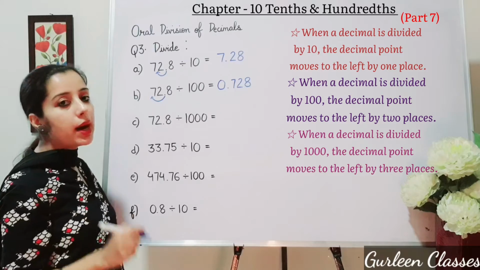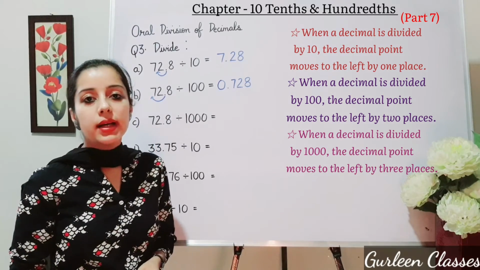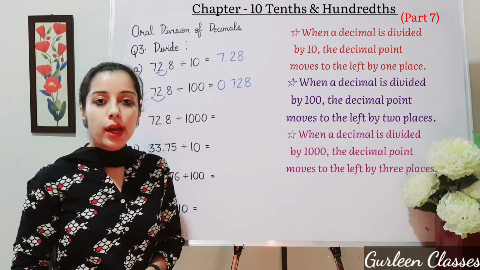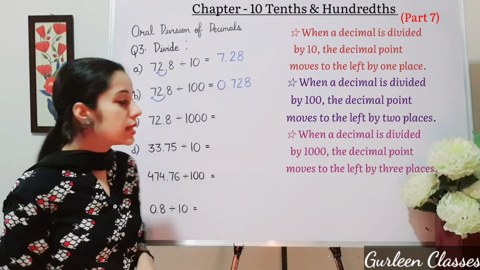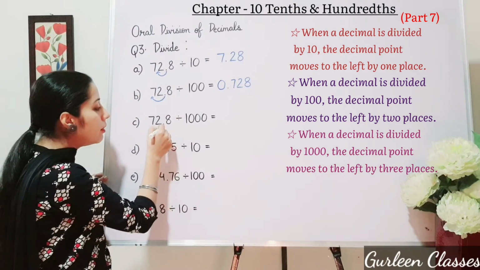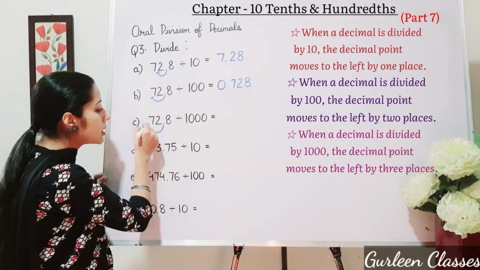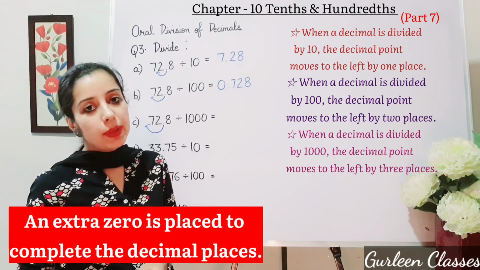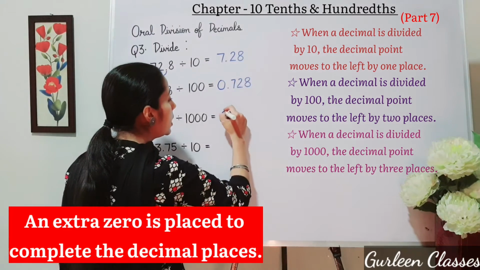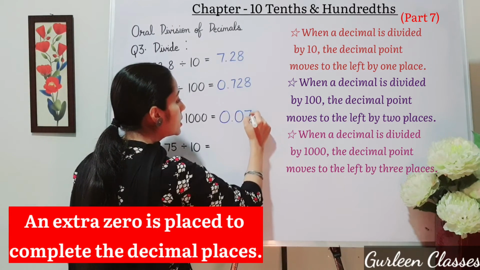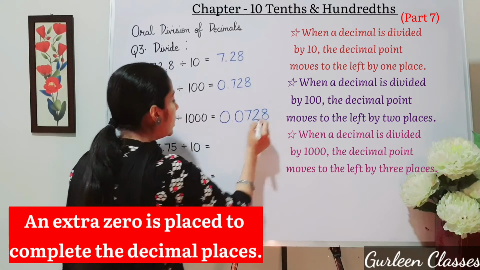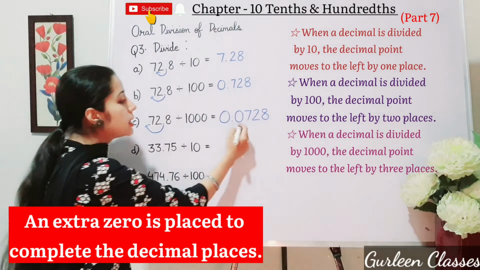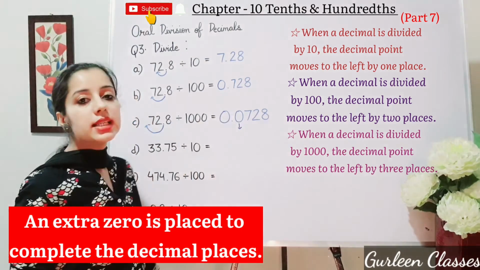Now C bar: 72.8 divided by 1000. When a decimal number is divided by 1000, the decimal point moves to the left by 3 places. So here the decimal point will move to the left by 3 places. Here we will put an extra 0 to complete the decimal places. So the answer will be 0.0728. The decimal point will move to the left by 3 places, and here we have put this extra 0 to complete the decimal places.